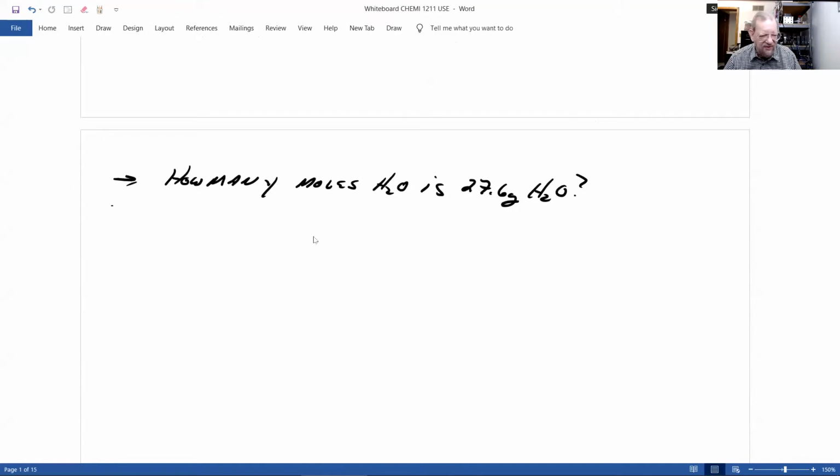So first thing I'd like to review is how many moles of water is 27.6 grams. So what are we being asked to find? Moles water. What are we given?